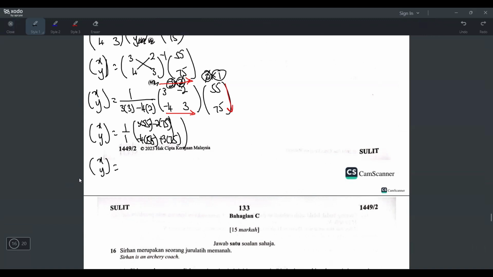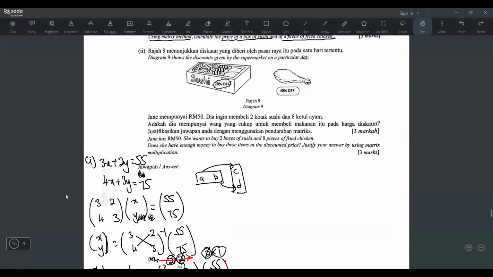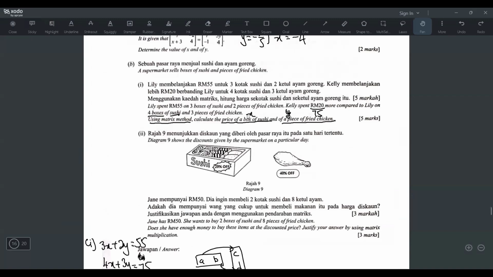I got 15. And then the one below here, -4 times 55 plus 3 times 75. I got 5. Right? So that is the answer. Okay, but you cannot write x equals 15, y equals 5 because the x, y are not in the question. So you actually have to write price of sushi, price of fried chicken.